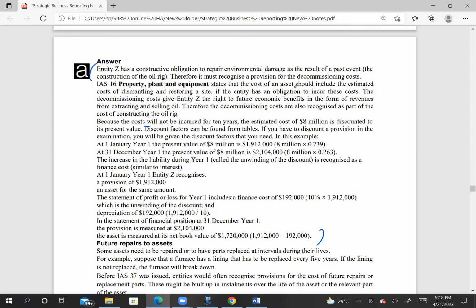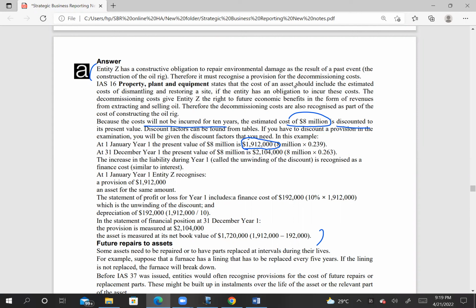And this decommissioning cost will be incurred in 10 years. So this estimated cost of 8 million will be discounted. The discount factor at the rate of 10% for 10 years is 0.239. So 1.912 million will be the present value of the decommissioning cost.